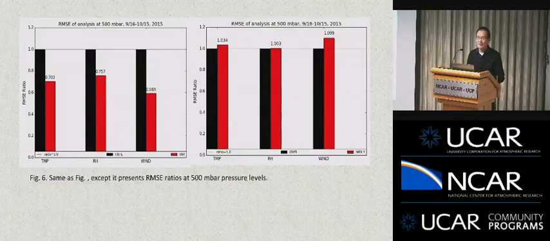Is that right? I don't know the details in the GSI of how they assimilate the UV, but I think as long as you assimilate the vector, which means you give the speed and the direction, you probably have the same effect. I don't know. Yeah. Thank you. Okay. Any more questions from the audience?